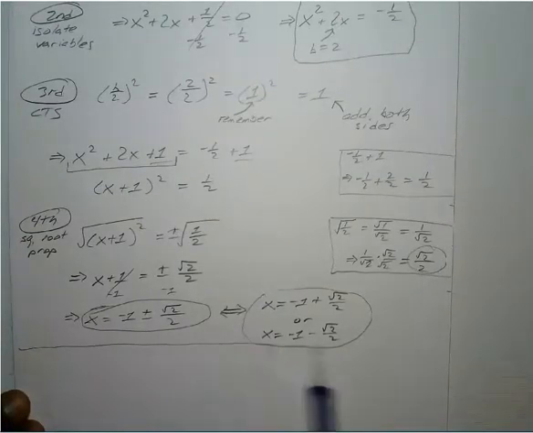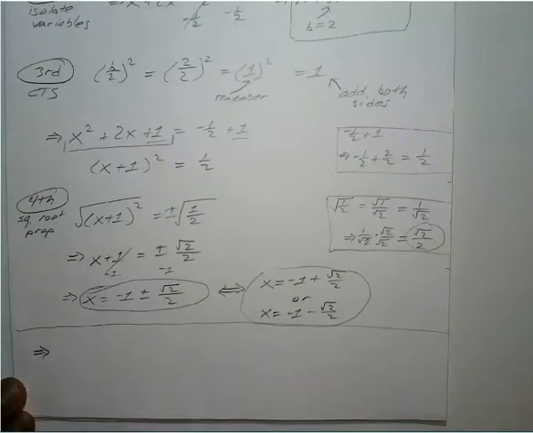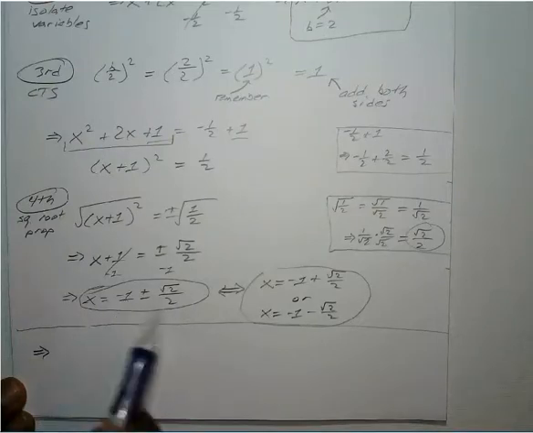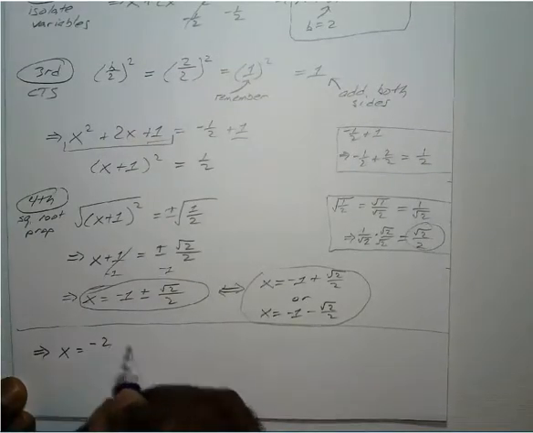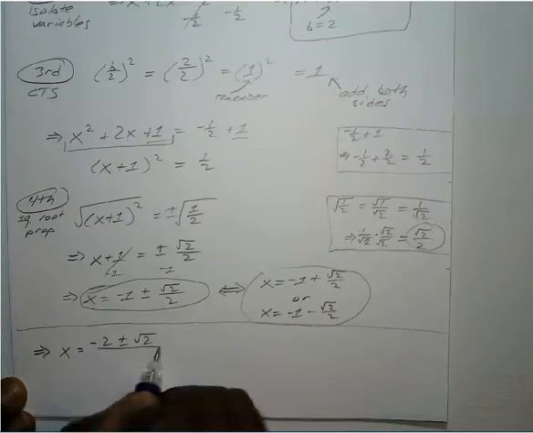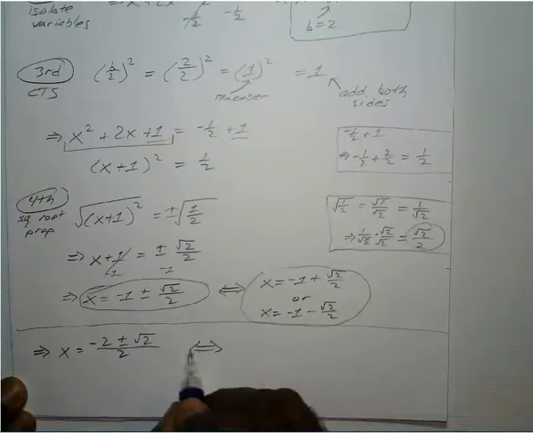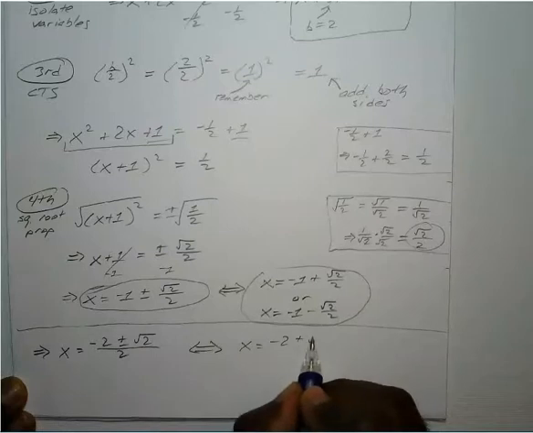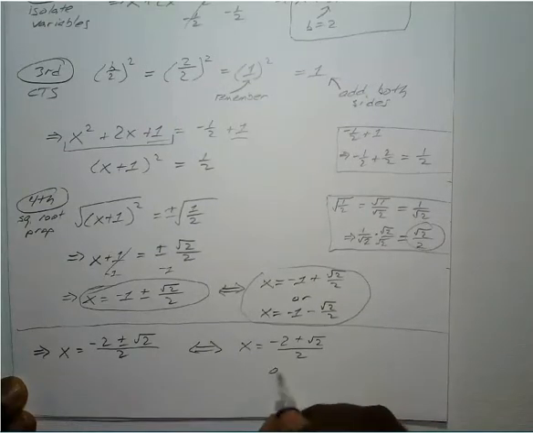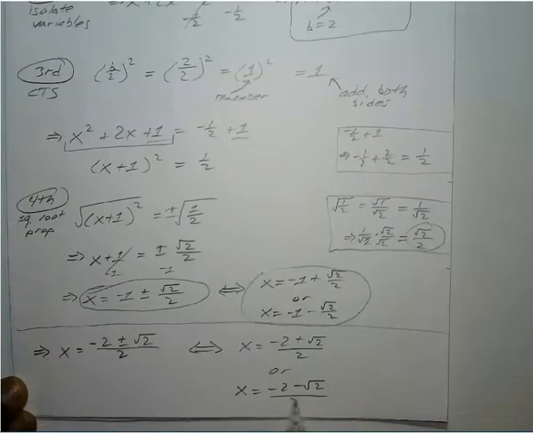But just as a heads up, you might see it written a little bit different. Because remember, -1, you can write that as -2 over 2. So you can make it x equals -2 plus or minus square root of 2 over 2, because that's just -2 over 2. Or you can have x equals -2 plus square root of 2 over 2, or x can equal -2 minus square root of 2 over 2.